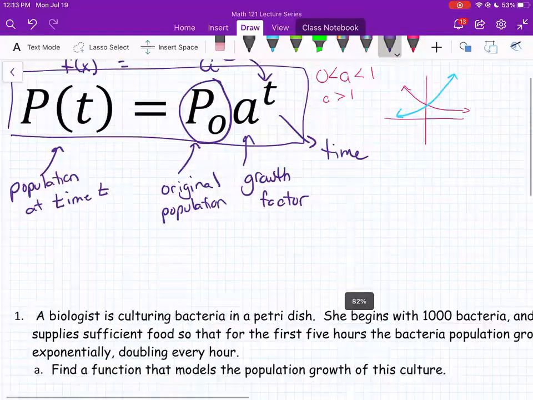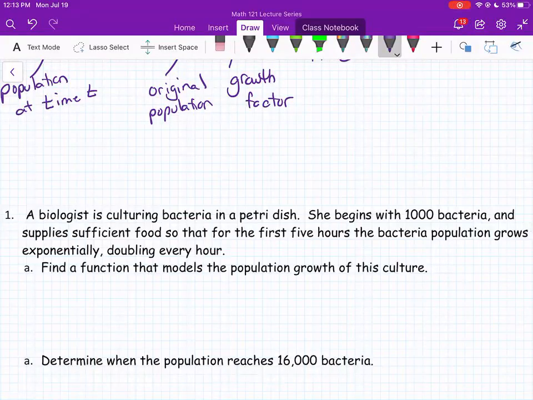Let's consider this problem. A biologist is culturing a bacteria in a petri dish. She begins with 1,000 bacteria, so this is her initial population, and supplies enough food so that for the first 5 hours, the population grows exponentially, doubling every hour. We want to find this function, p of t equals p naught times a to the t, that models this situation. Our initial population, again, we know is 1,000. And the only other information that we have is that it's going to double every hour.